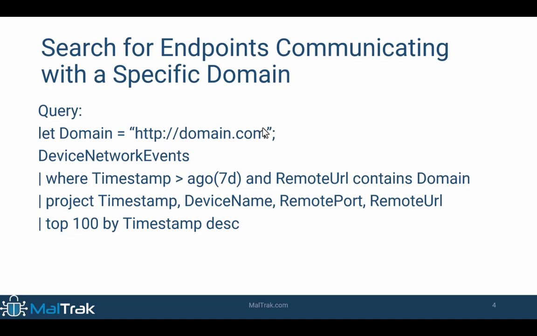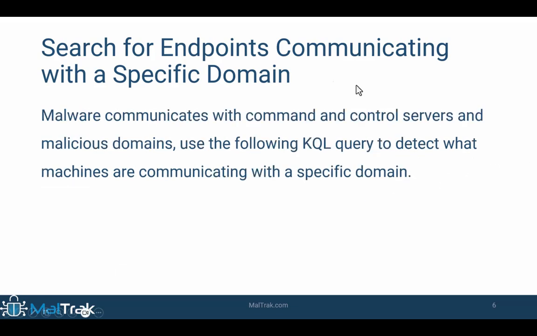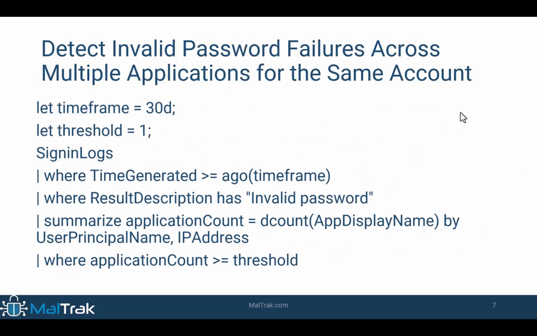So those were endpoints communicating with a specific domain. The result will show all endpoints that are communicating with a specific domain. If the domain is confirmed as being malicious, then every endpoint that is connected with the domain can be considered an infected endpoint. Next, detect invalid password failures across multiple applications for the same account. We can go ahead and perform this.